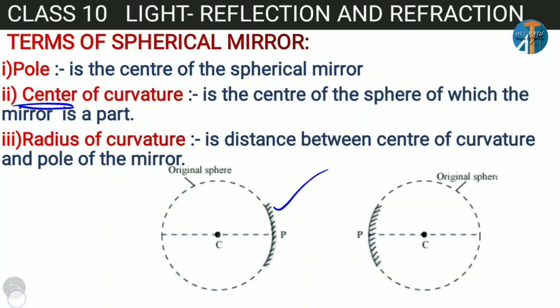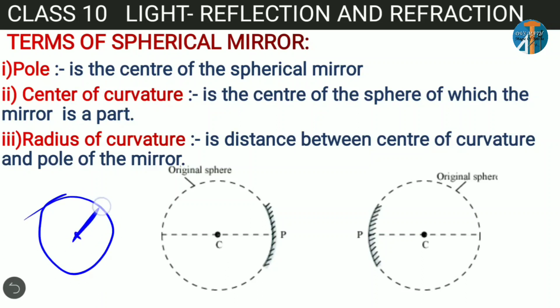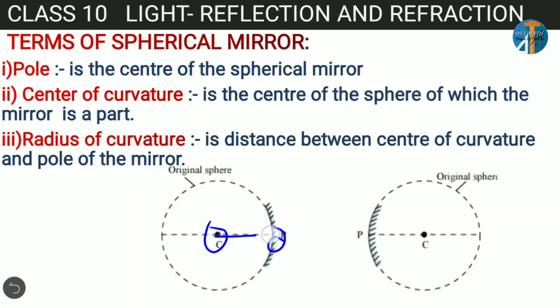Then what do we mean by radius of curvature? Radius means the distance between the center and the circumference of a circle. For example, if I consider a circle, this is the center, and from this center this is the radius. The same definition applies here: the distance between the center of curvature and the pole of the mirror is the radius of curvature, whether it is a concave mirror or a convex mirror. I think that's clear: pole, center of curvature, radius of curvature.